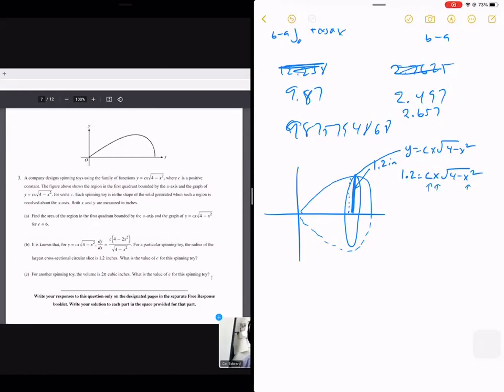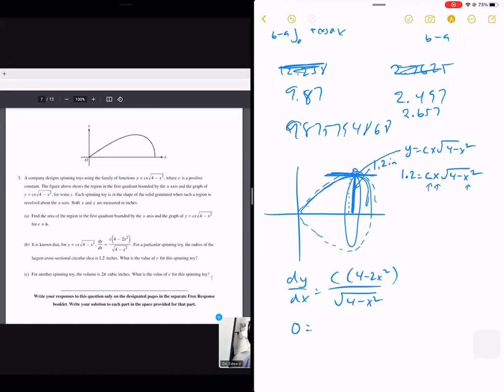Now, let me ask you, looking at this graph here. We're increasing, right? And then we start to decrease right here. So what do you think happens at the largest point here? What is the slope? The slope is going to be, what do you think? 0. So that's why they gave us the second equation. dy over dx is equal to c times 4 minus 2x squared over square root of 4 minus x squared. They gave us the derivative, so we have to use the derivative. And I was thinking at the largest portion here, that slope's going to be 0.